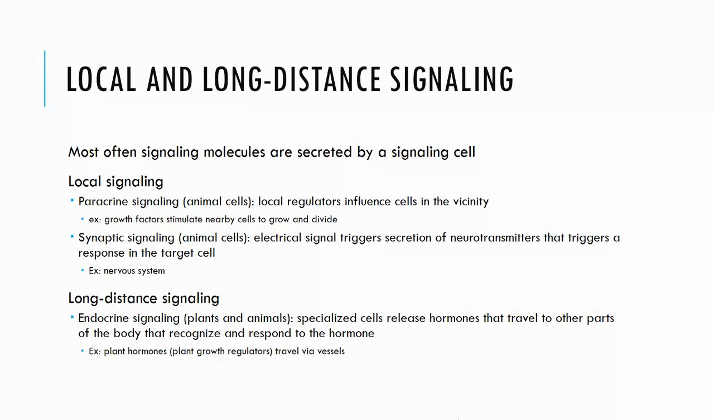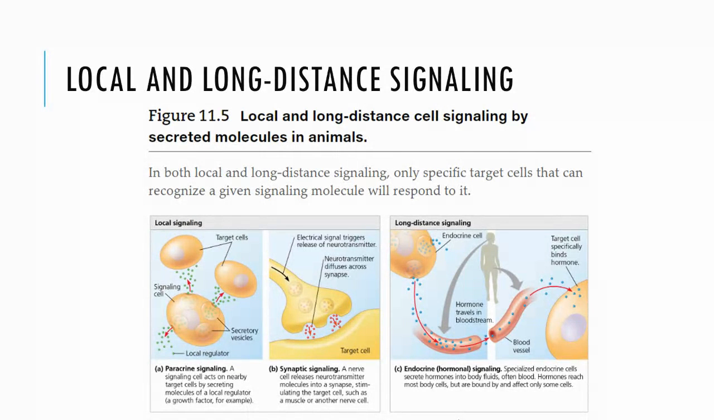An example of long-distance signaling is endocrine signaling, which happens in both plants and animals, where specialized cells release hormones that travel to other parts of the body that will recognize and respond to the hormone. With plants, those hormones will travel around via vessels, and with animals, they travel through the blood. Since not every cell will have a receptor for a given hormone, that hormone will only cause a response in cells that have a receptor for that specific hormone. Here are picture examples of all three of those: paracrine, synaptic, and endocrine signaling.